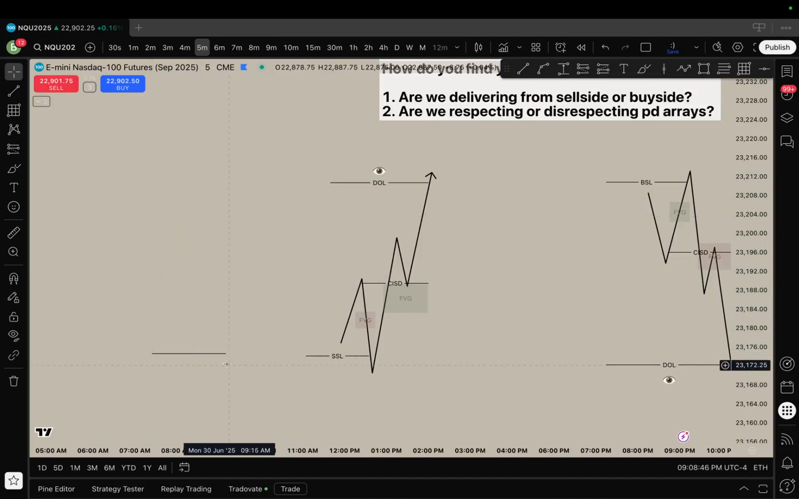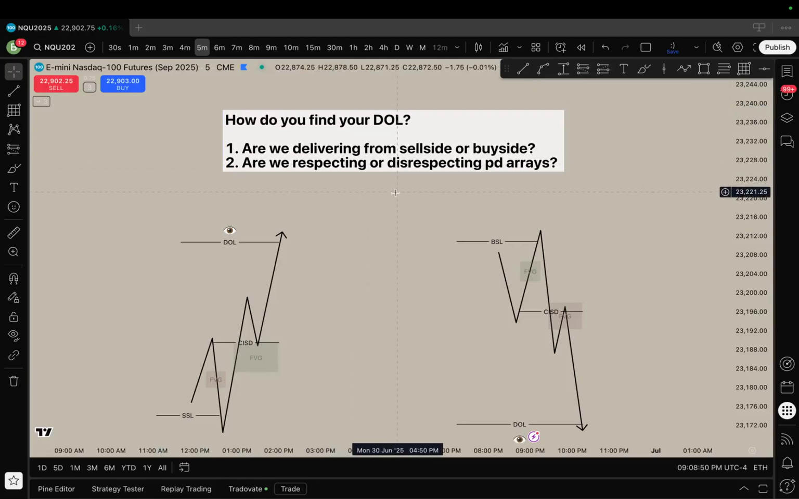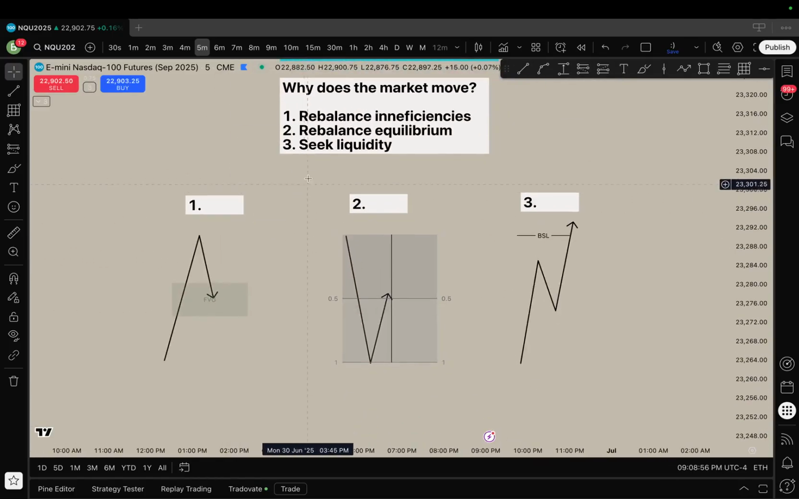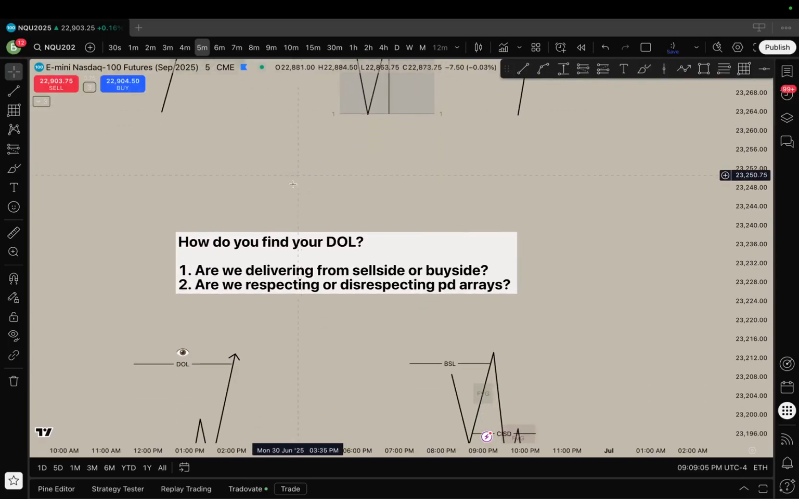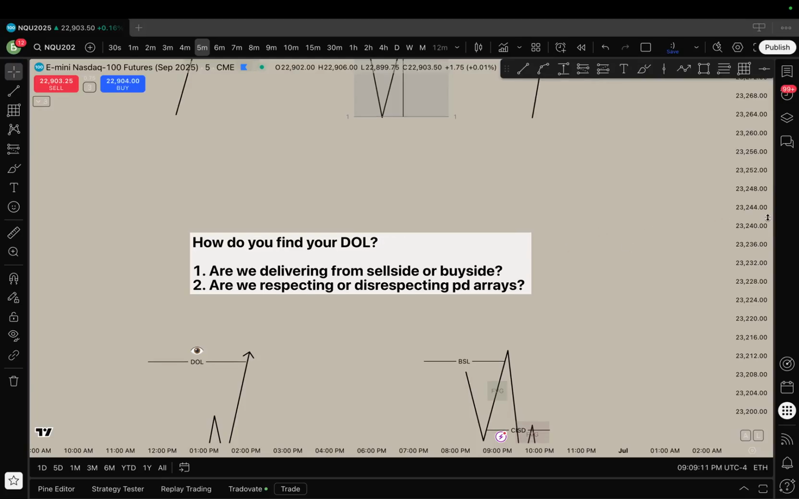Most likely your chart is going to look like this, but just be remembering these things and be asking yourself these things every single day when you're coming into the market. Ask yourself these 5 things. Why is the market moving? And then ask yourself, is it moving to rebalance inefficiency? Is it moving to rebalance equilibrium, or are we seeking liquidity? And then ask yourself, are we delivering from sell side or buy side? Are we respecting or disrespecting PDRAs? Okay. This is how I find my draw on liquidity every day. This is how I find my daily bias every day.